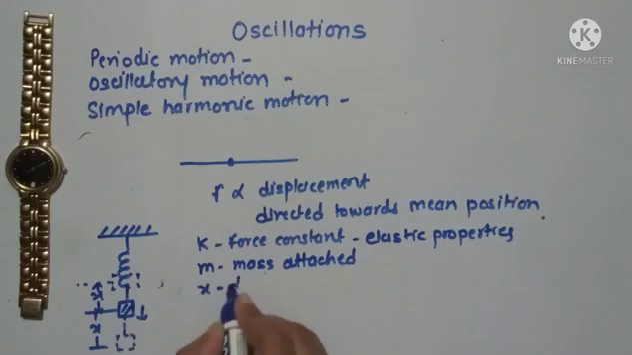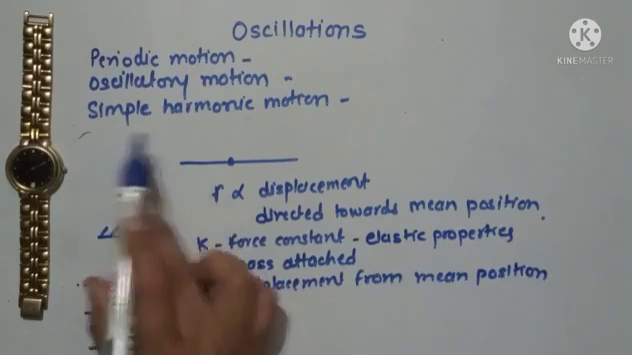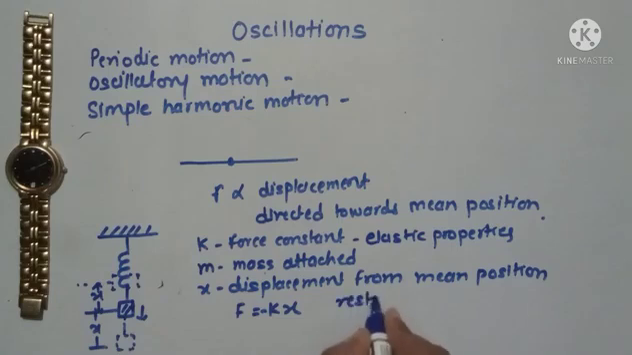and let x be the displacement from the mean position. Now according to the simple harmonic motion, we can say that this force is directly proportional to the displacement, and it is always directed towards the mean position. So the displacement and force are in opposite directions, because this force is always directed towards the mean position. So this force is a restoring force.